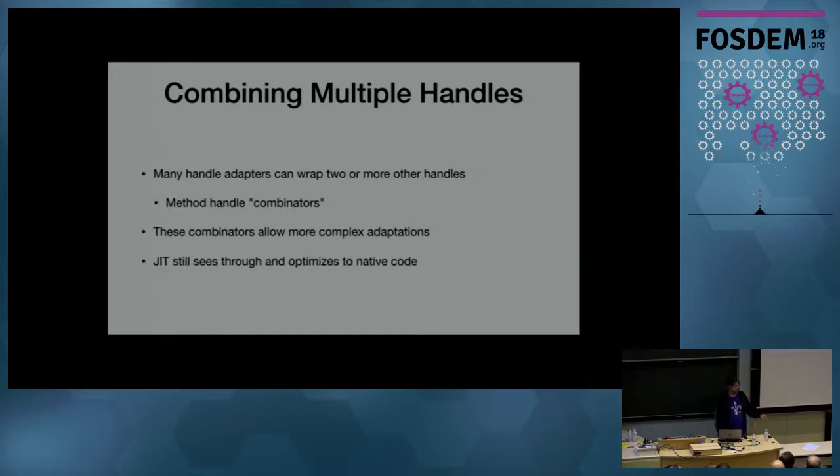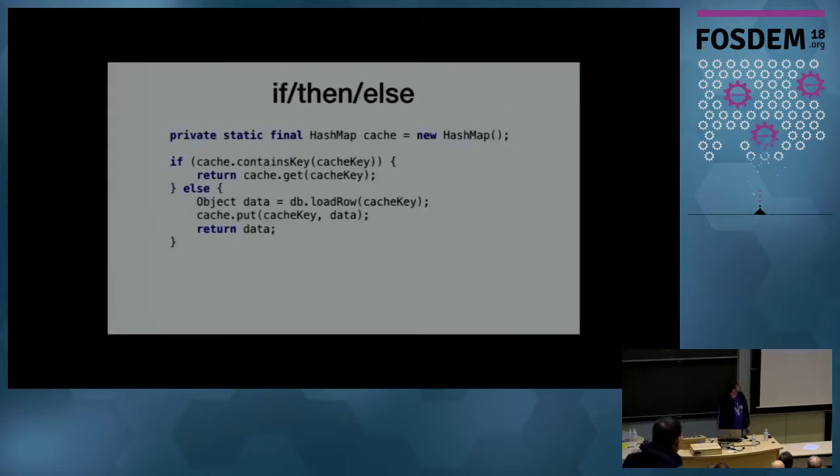And the cool thing about this is that the JIT still sees through this. It's as if we wrote these loops or these conditions or these calls in regular Java, but we're building it up programmatically using method handles. And then the JVM takes that and optimizes it and turns it into the same assembly code that you'd have if you just wrote Java code directly. So one of these combinators, to give you an example of how this looks, would be an if-then-else.